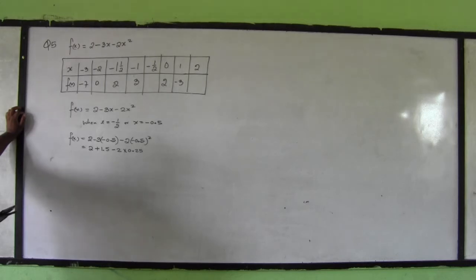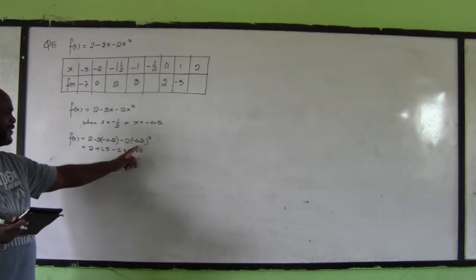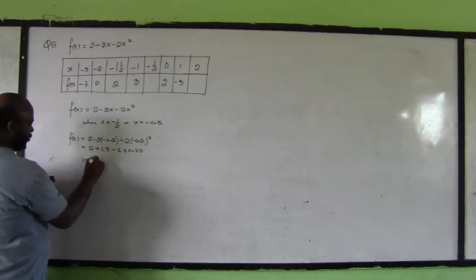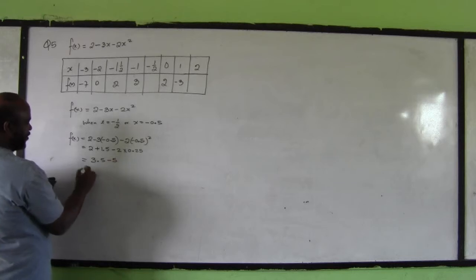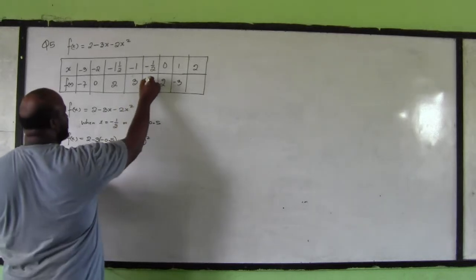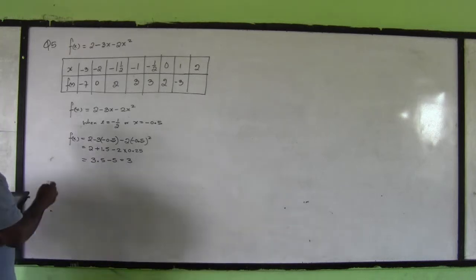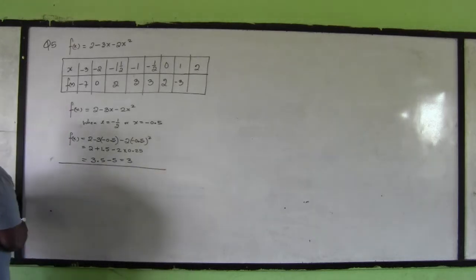0.5 times 0.5 is 0.25. A negative times a negative gives you a positive. So here we have 3.5 minus 2 times 0.25, which is 0.5. The answer here is 3. So the value that goes here is 3. So we got one value. Let's get the next one.